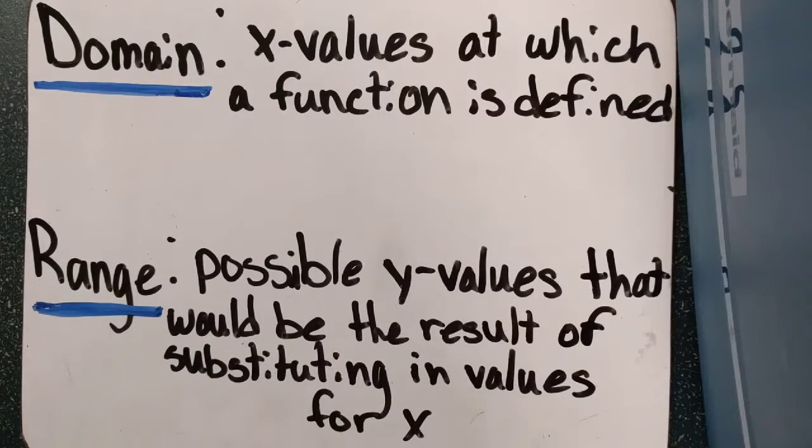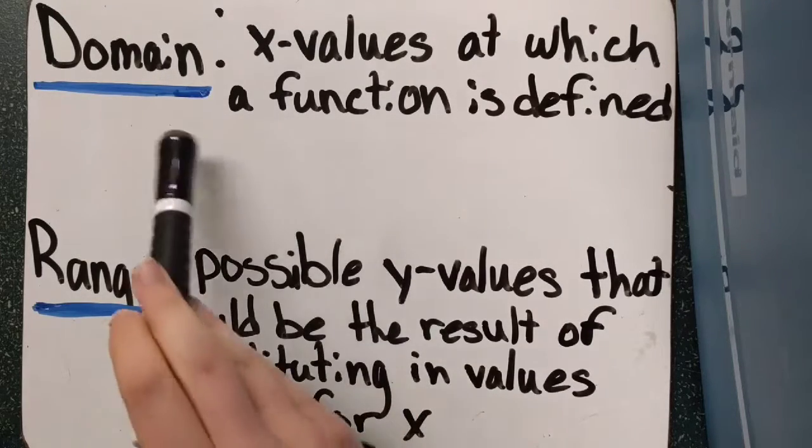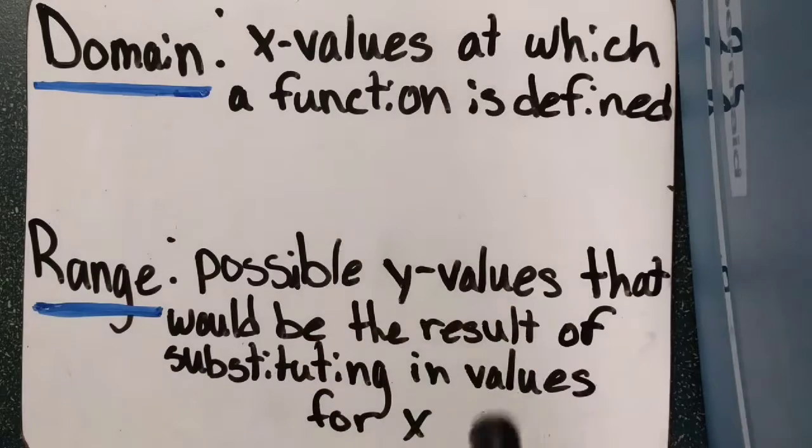The next thing we'll need to know about is domain and range. So make sure you write down these definitions in your notes for domain and range. The domain is the x values at which a function is defined, or simpler, it's any x values that can be put into the function to get a real y value.